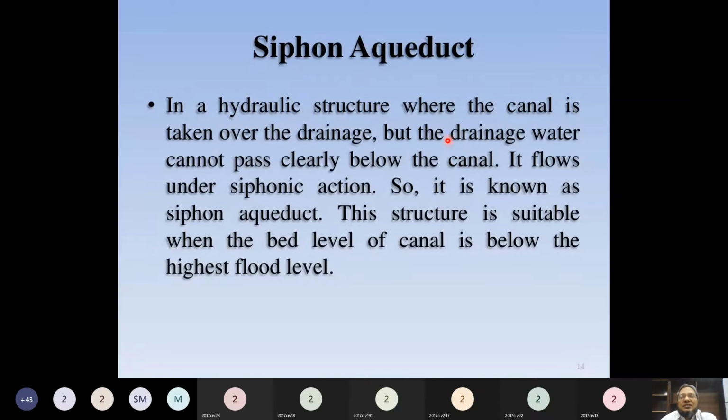This is also a hydraulic structure where the canal is taken over the drainage. The canal is going over the river, but how? The drainage water cannot pass clearly below the canal. This means the bed level of the canal is not above the high flood level, it is slightly lower than the high flood level. So what will happen? The water has to flow under it, with siphonic action.